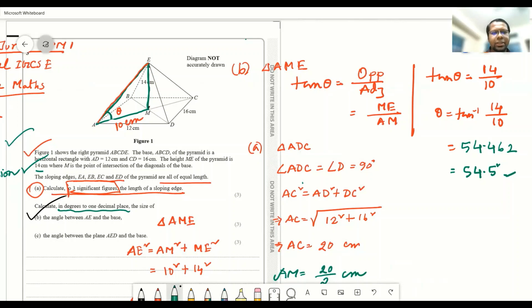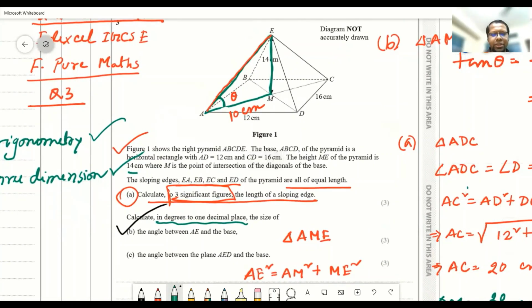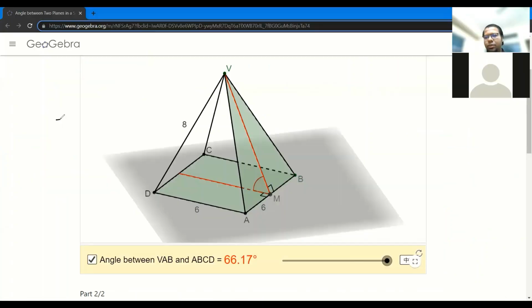Now the next question. The angle between the plane AED and the base. Now, before explaining this question, I'm going to show you another example which is related to question C. And I think the example I'm going to show you now, you will understand it. Now look at here. Here we are finding out the angle between VAB and ABC. We are finding out the angle between the VAB plane or VAB surface and the base.